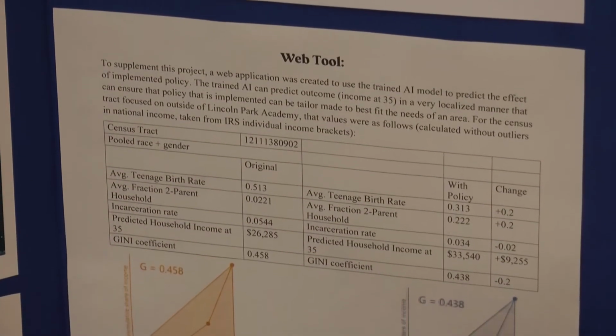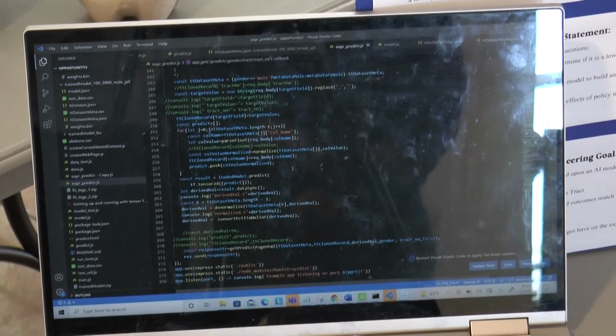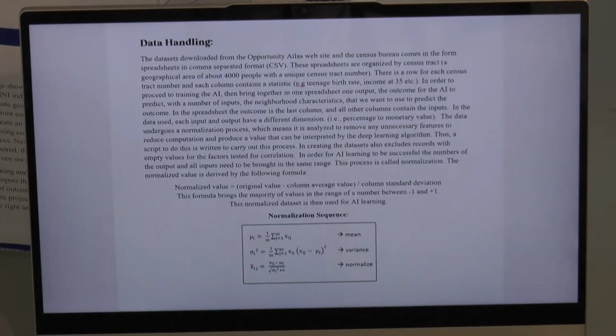My results found that the purpose of the AI would be to find the specific correlates to mobility so that policymakers can manipulate them using the web tool to find the actual outcomes in very localized areas of their policy.